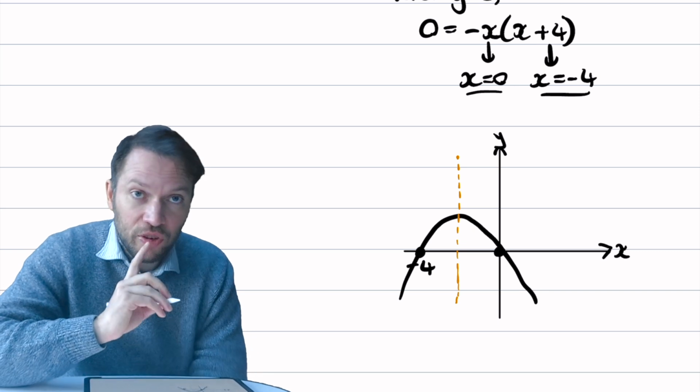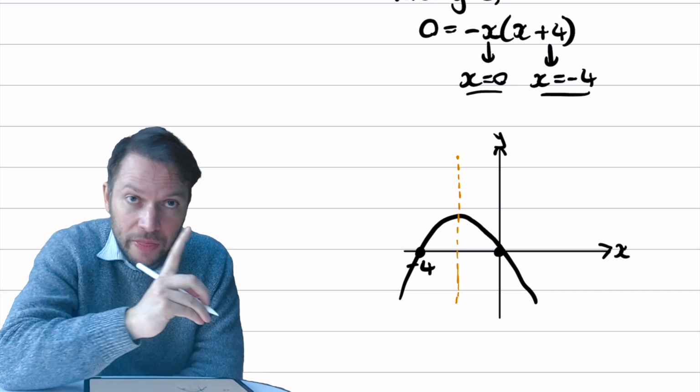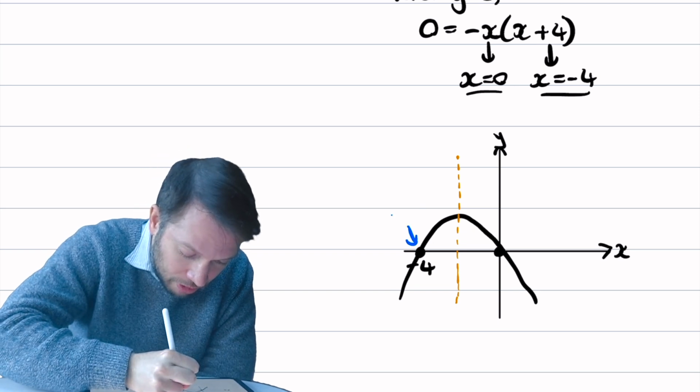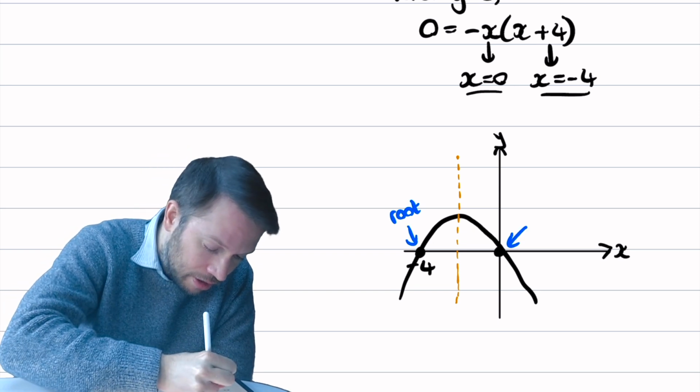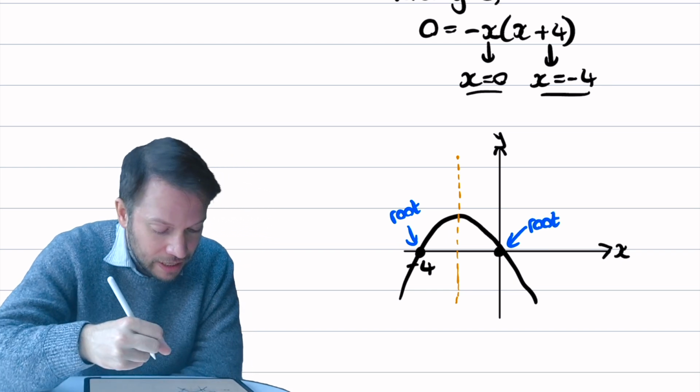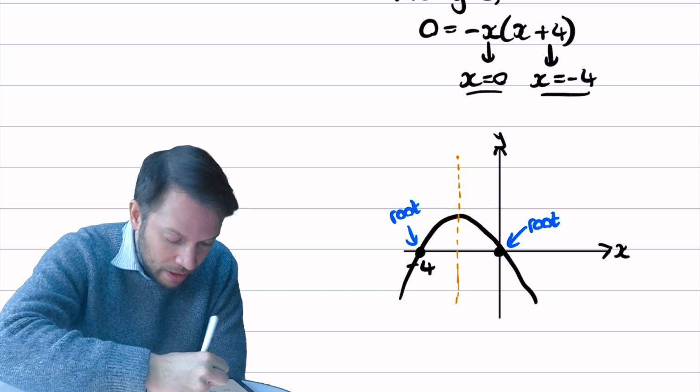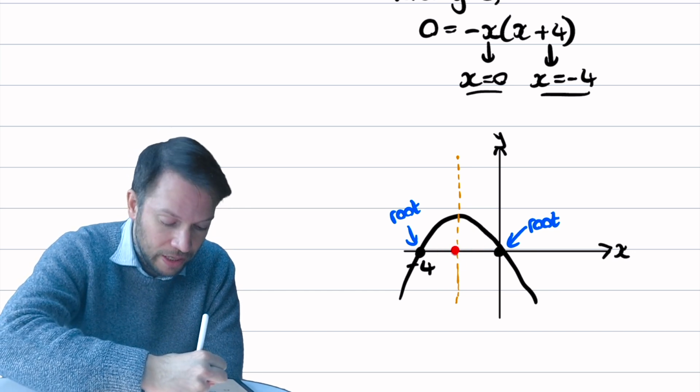Now, the line of symmetry always occurs halfway between the two x-intercepts, the two roots. So these are your two roots here. This is a root, your x-intercept. Here's the other root, the other x-intercept, where the graph cuts the x-axis. And this line of symmetry is halfway between these two roots. So this point in the middle here.